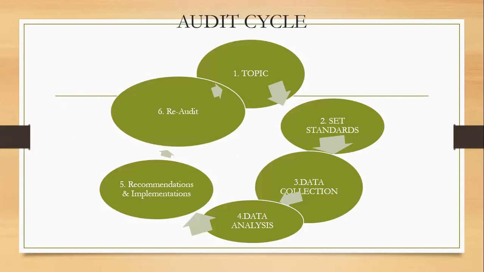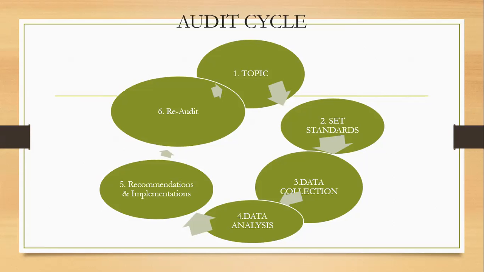So, how to conduct an audit cycle? Please memorize all these 6 steps. They are a must. Number one is to select a topic. Second is to set the standards. Third is the data collection. Fourth is the data analysis. Fifth is recommendations and implementations. Sixth, and the last step, but a foremost step, is to re-audit. In the exam, usually students forget to mention the re-audit. Please do not forget this step.